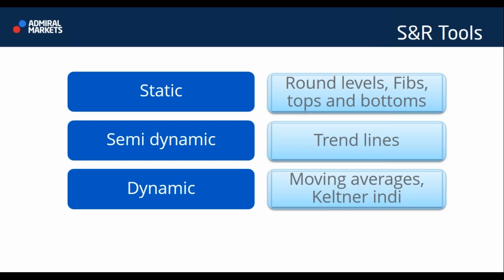Dynamic is moving average. So every candle that you see will impact how the moving average looks at the candle close. Keltner indicator too. So that's a dynamic, clearly dynamic. It moves along with price. Now, semi-dynamic is different because the trend line doesn't change just based on the newest candle, right? It stays the same. You could change the trend line, of course, but that's why it's not dynamic. You need to change it yourself.